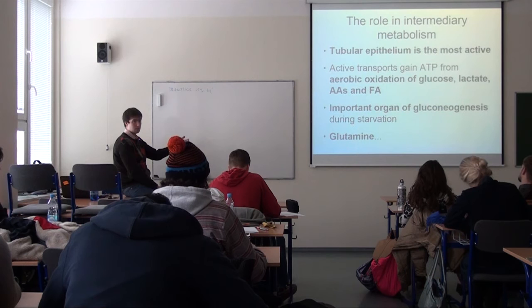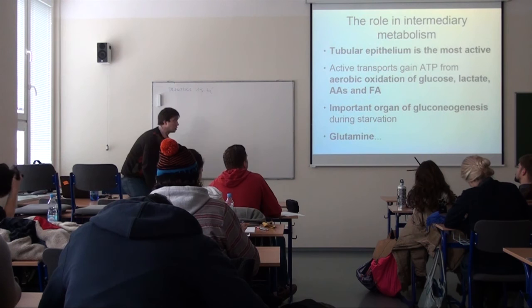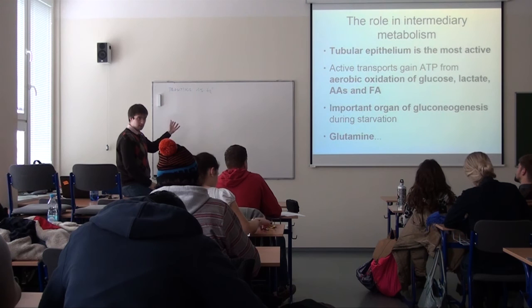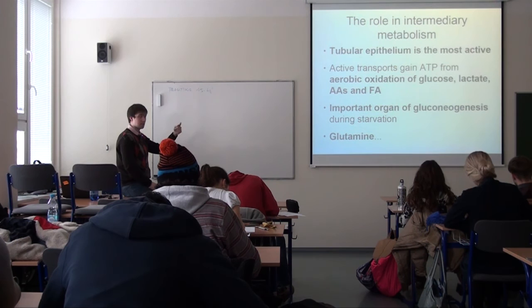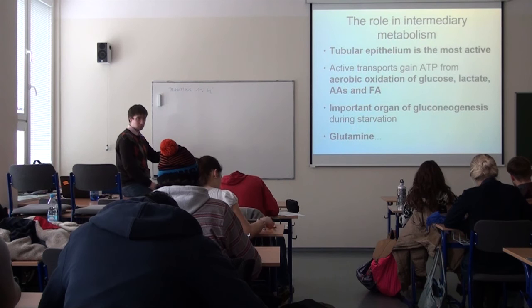So the slight preference is that the cortical cells can use almost everything, but they prefer fatty acids and lactate, and during starvation ketone bodies. And cells in the medulla prefer glucose, for they are missing the oxygen.